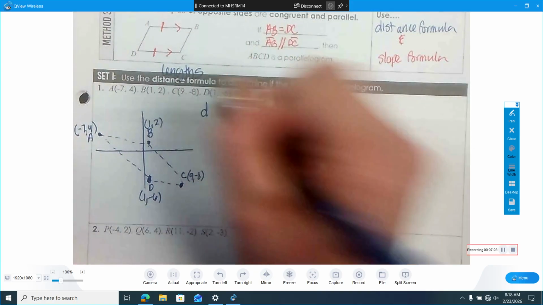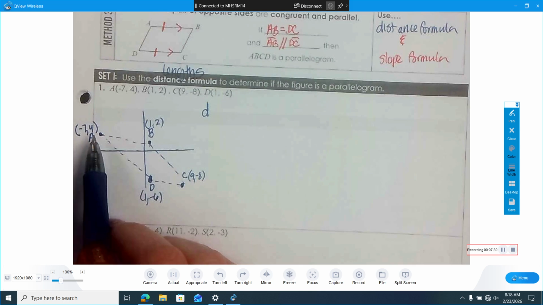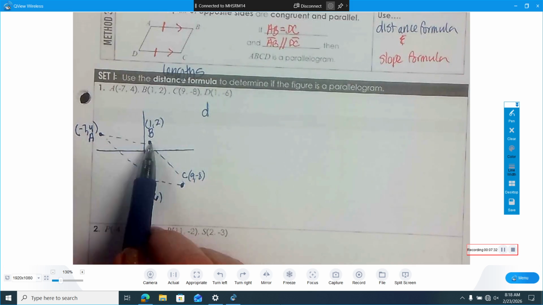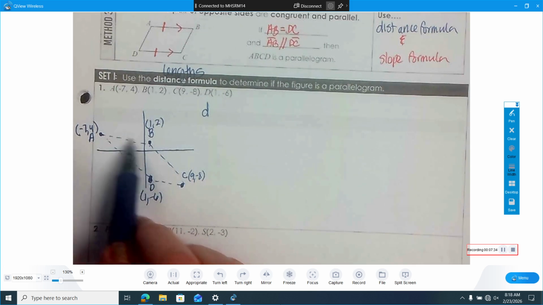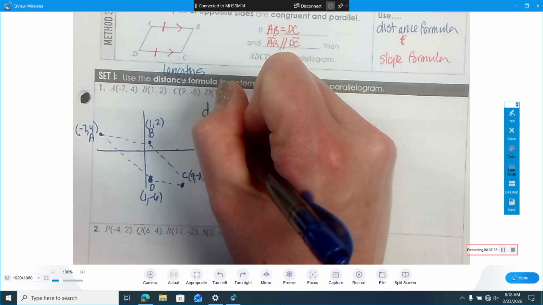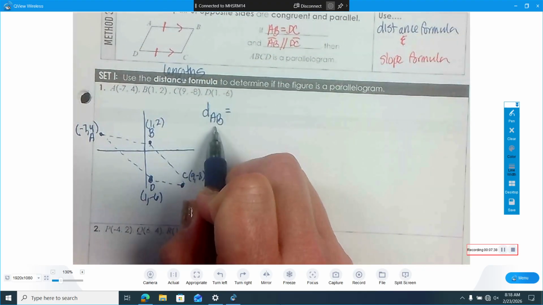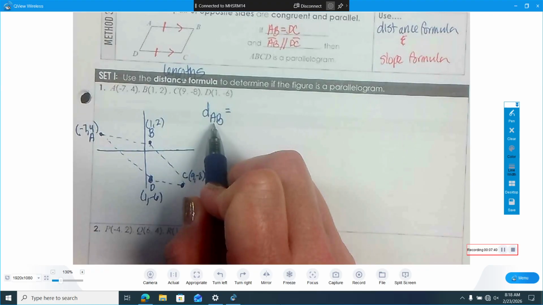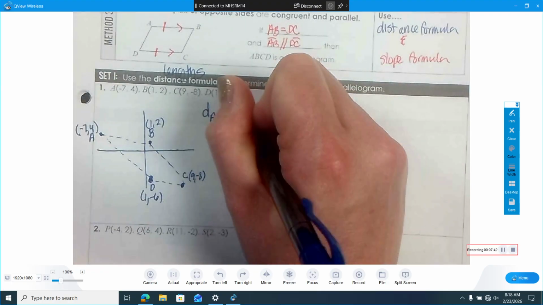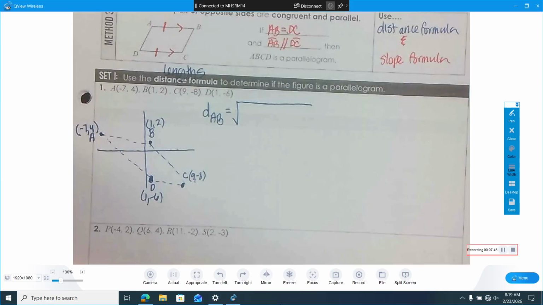So I'm going to use the distance formula here. And to start, I'm going to use A and B because I want to find the length of this side. So I'm going to use points A and B. And this is my notation for that. That's telling me I'm using points A and B. And I'm going to use my big giant square root here for my distance formula.